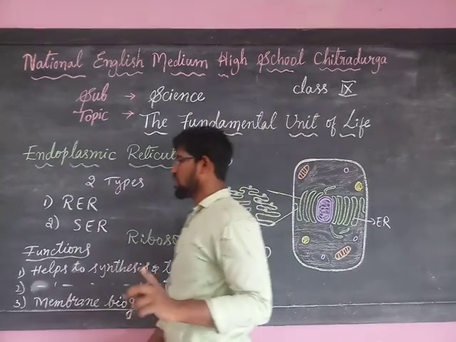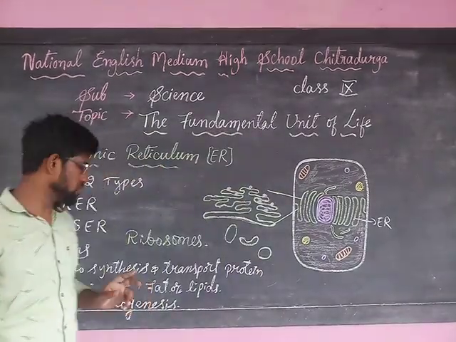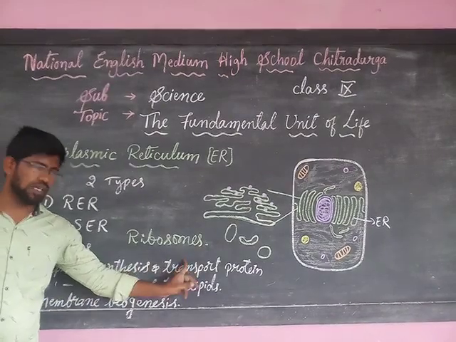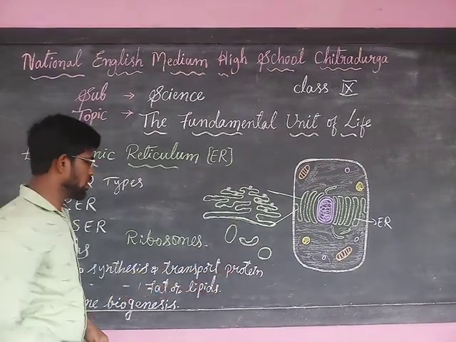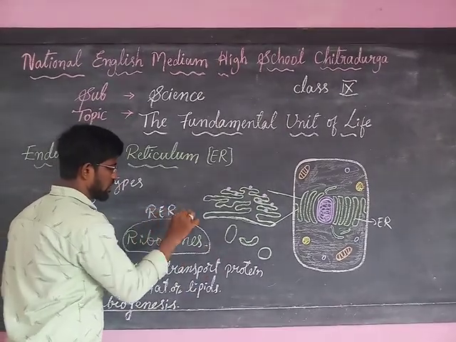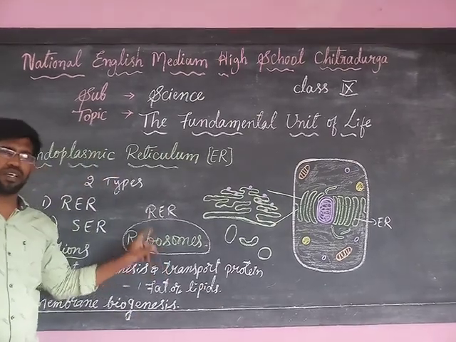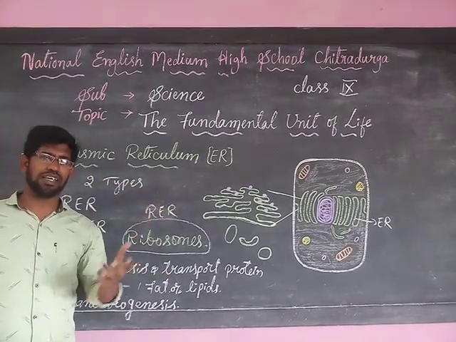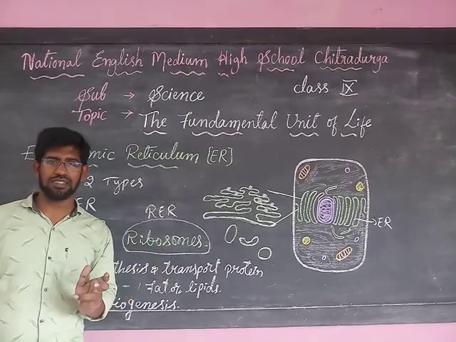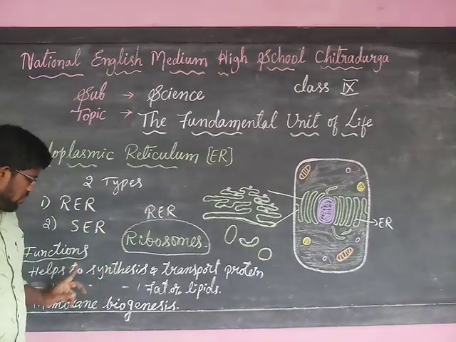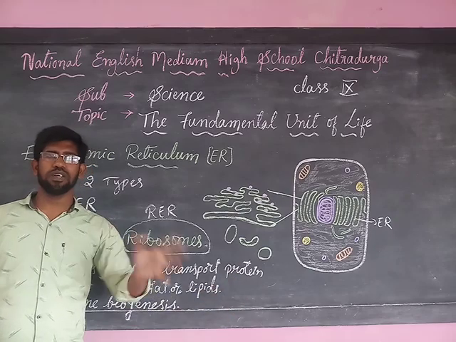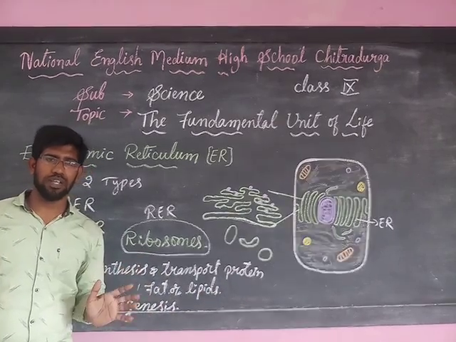So now remember the functions of the endoplasmic reticulum. The first function is that it helps to synthesize as well as transport protein because of the presence of ribosomes in the rough endoplasmic reticulum. These ribosomes are attached to the endoplasmic reticulum, and as we know, ribosomes are the site of protein synthesis. That's why the endoplasmic reticulum helps to synthesize as well as transport the protein to the different parts of a cell in the cytoplasm.